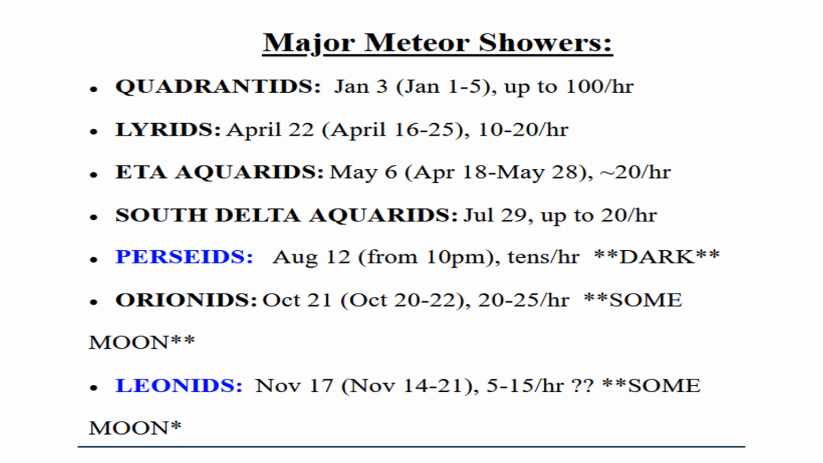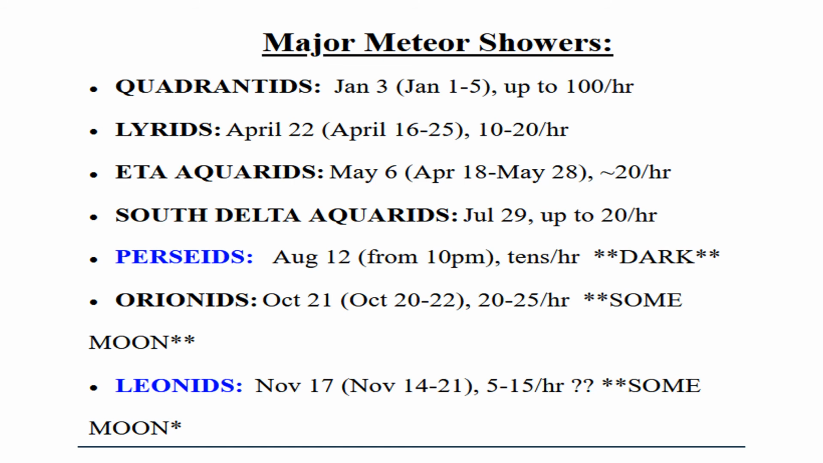The Quadrantids, between January 1 to 5, have up to 100 meteors per hour. For the Lyrids, usually April 16 to 25, that is around 10 to 20 per hour. Then you have the Eta Aquarids, April 18 to May 28, usually 20 per hour. Then the Southern Delta Aquarids, July 29, up to 20 per hour. Then the Perseids, August 12, starting from 10 p.m., with tens per hour.